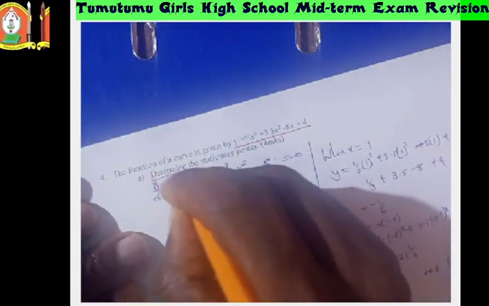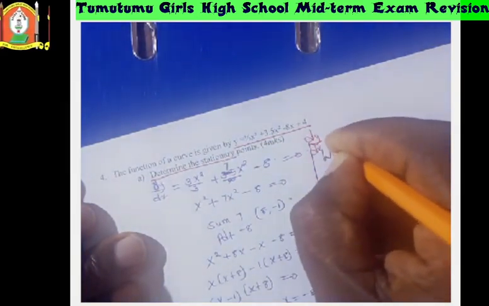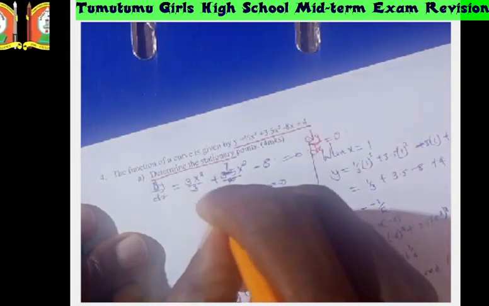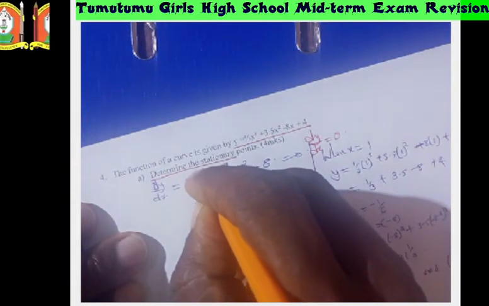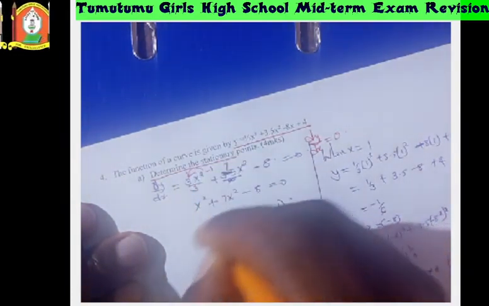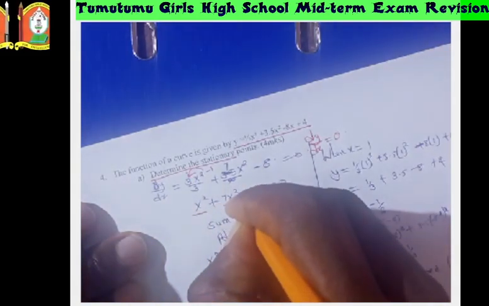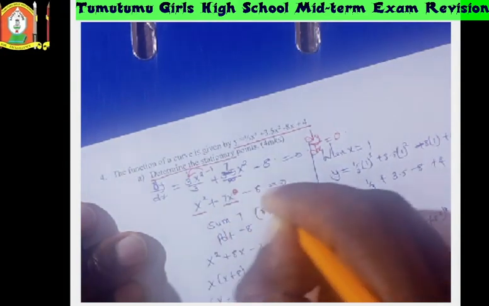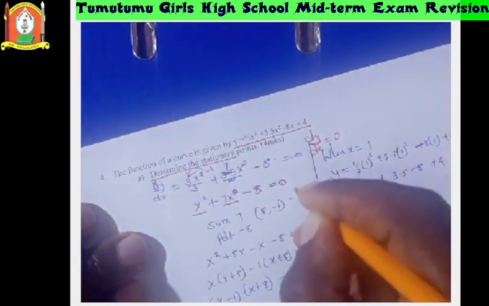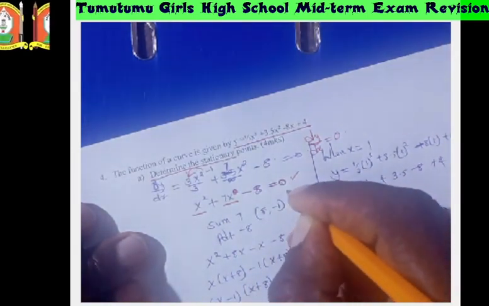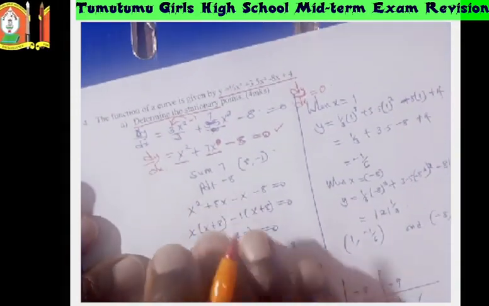Determine stationary points. We know that at the stationary points dy/dx is equal to 0. So we need to differentiate the function. We multiply by 3 and reduce the power by 1. So we get x squared plus 7x minus 8 is equal to 0. We equate to 0 because the derivative must be equal to 0. So we work out the value of x.